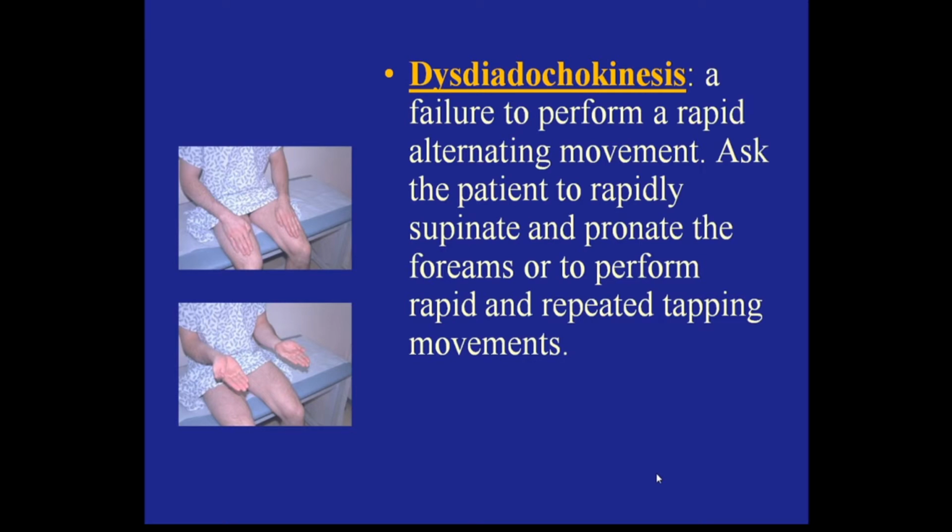The next symptom of cerebellar ataxia in upper extremities, dysdiadochokinesis or adiadochokinesia. In Latin, dysdiadochokinesis or adiadochokinesis. A failure to perform a rapid alternative movement, supination and pronation. Ask the patient to rapidly supinate and pronate the forearms, or to perform rapid and repeated tapping movements. One more, our patient with adiadochokinesia.